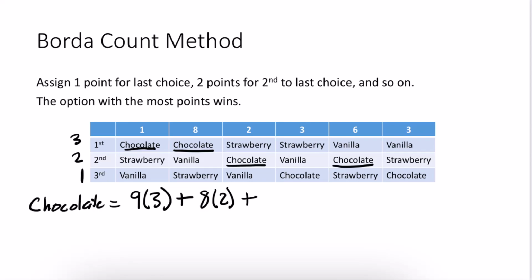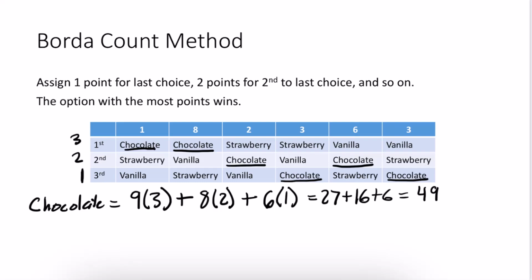And then my last step is to give points based on my third choice votes. So there were 3 people who chose chocolate as their third choice here, and 3 people who chose chocolate as their third choice here. And so there's a total of 6 people who each get 1 point because it was a third choice vote. Then to calculate all of this out, I'll just simplify this. So 9 times 3 is 27, 8 times 2 is 16, and 6 times 1 is 6. And if I do 27 plus 16 plus 6, that tells me that the Borda count for chocolate is 49.